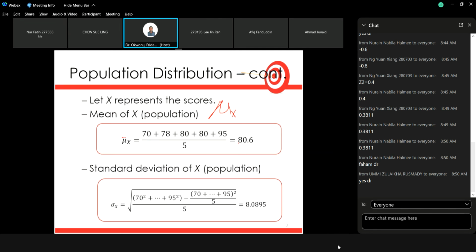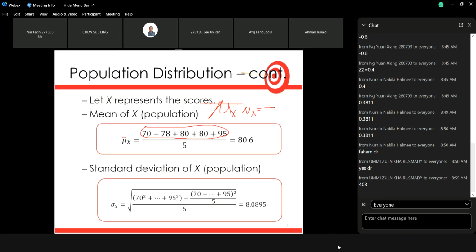When you add up everything together, what is the total? What is the total of this? Give me the total. What is the total? 403.